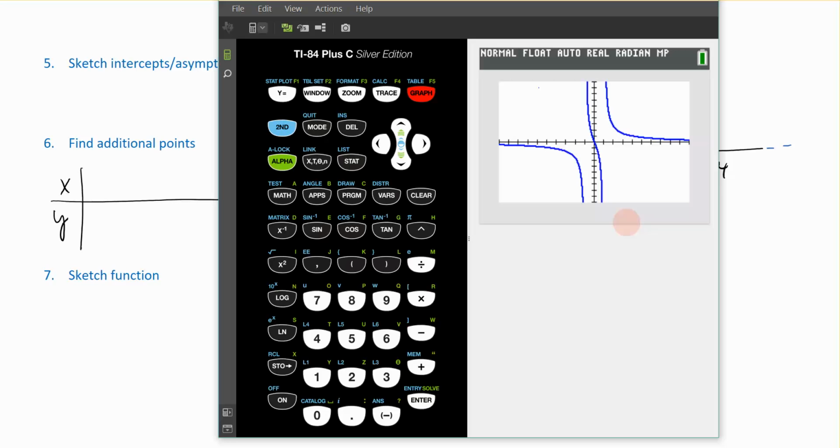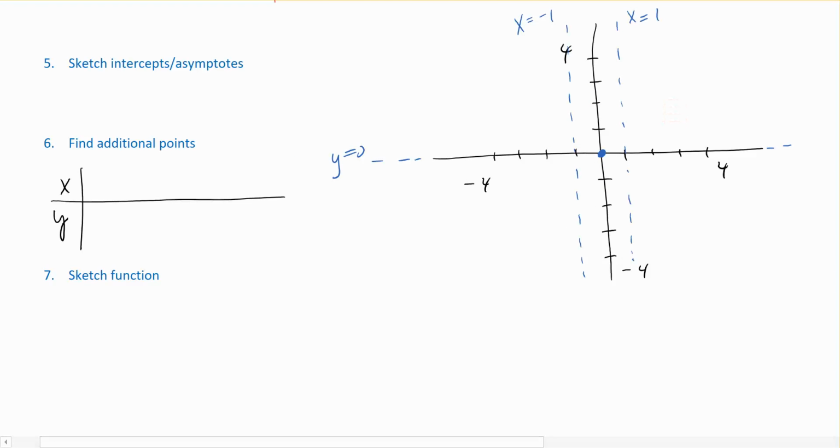So when I go and see the graph of it, I've got a curve over here in the third quadrant. I have a little curve right here coming right around the center and the origin. And then I have another curve over here in the first quadrant. So I can sketch that on my graph as it is.